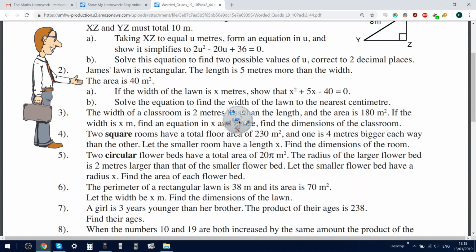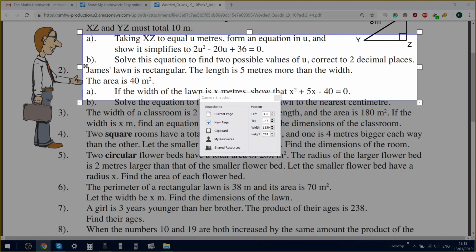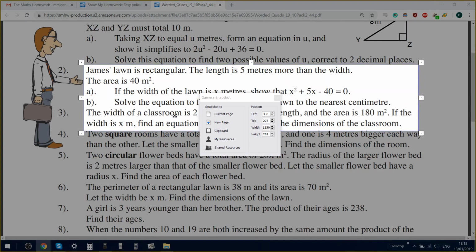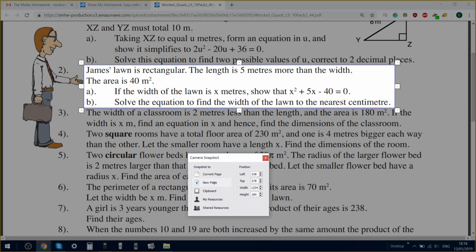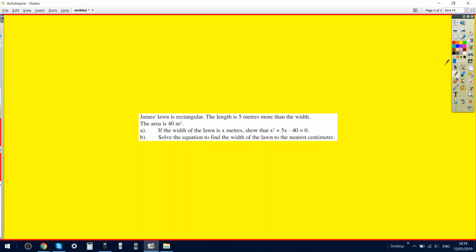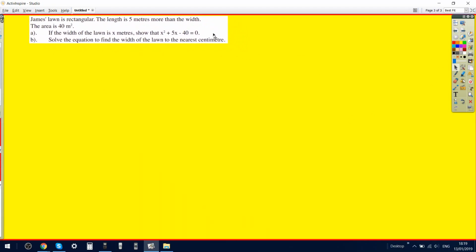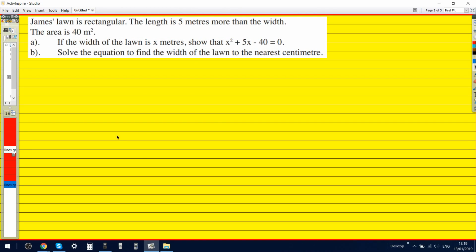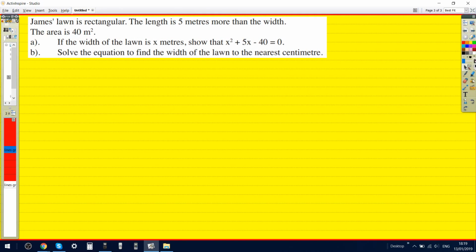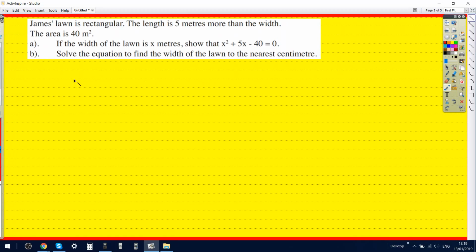Okay, so let's try the second one. And these are not easy. For 2, I tried something earlier on. Not sure if it's correct. Go on. So my equation was x times open brackets x plus 5 close brackets equals 40.